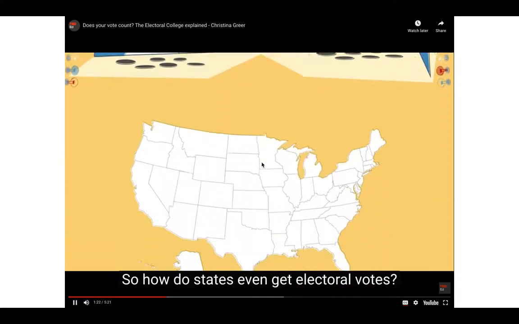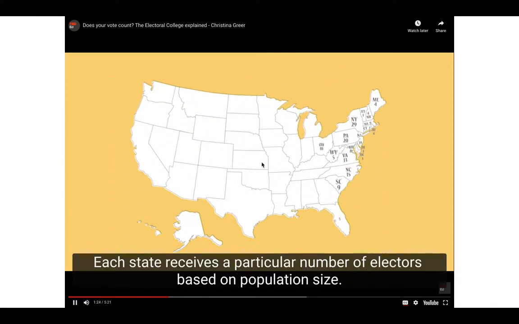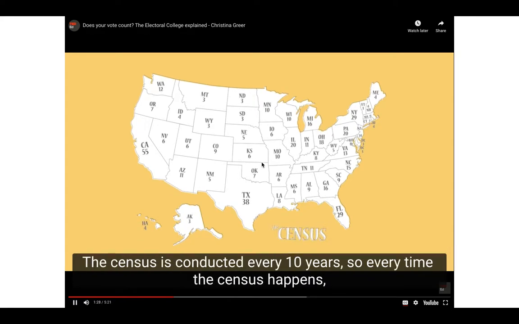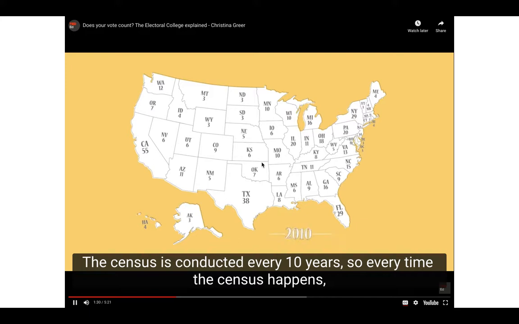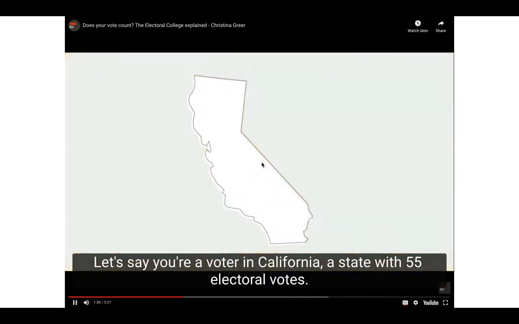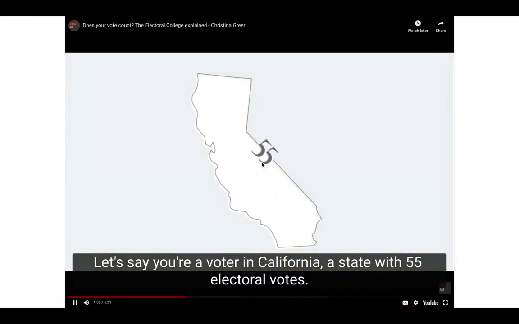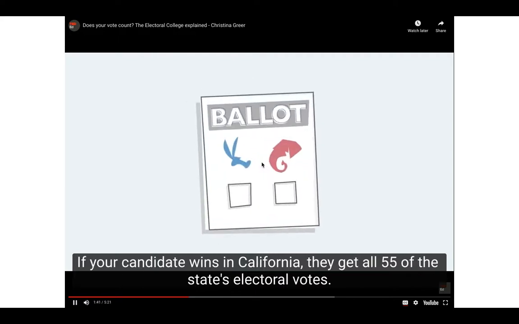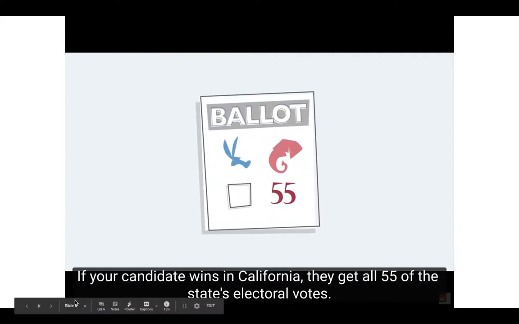So how do states even get electoral votes? Each state receives a particular number of electors based on population size. The census is conducted every 10 years, so every time the census happens, states might gain or lose a few electoral votes. Let's say you're a voter in California, a state with 55 electoral votes. If your candidate wins in California, they get all 55 of the state's electoral votes.